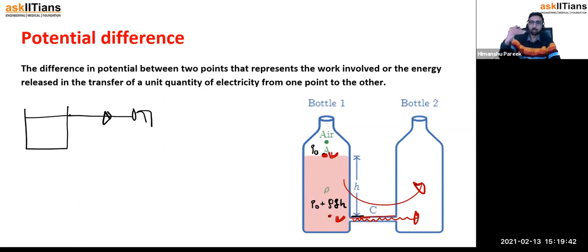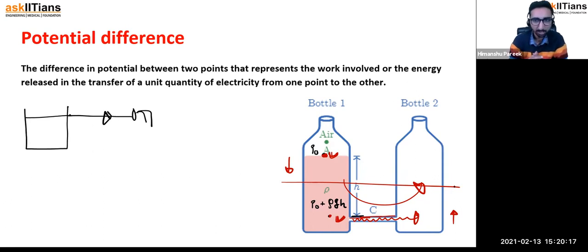With time, you will find that the water level in bottle 1 is decreasing. It will keep going down, and the water level in bottle 2 will keep going up. And a time will come when their levels will become the same. In that situation, once their levels become the same, no more water flow would be there. So if you take two water bottles with the water level up to the same height, then no more water transfer will take place. But if you make some height difference in the water bottles, then the water transfer will keep taking place until the height becomes the same.